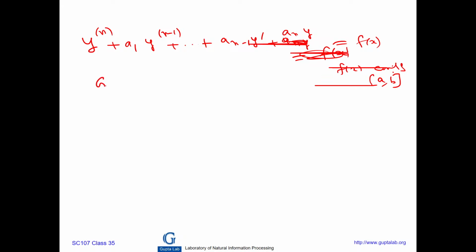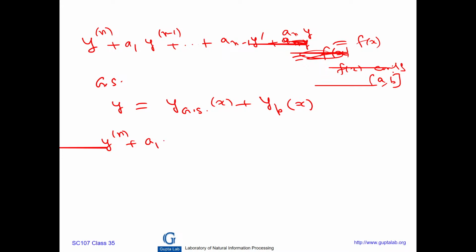So the general solution of this equation will be y is equal to y general solution, right, plus particular solution, right? What is the general solution? Look at the homogeneous equation and solve, right? So homogeneous equation will be y nth derivative plus a1 y (n minus 1)th derivative plus a n minus 1 y prime plus a n y is equal to 0, right? So there, remember we seek a solution of the exponential form and so on, right? So you get an auxiliary equation.